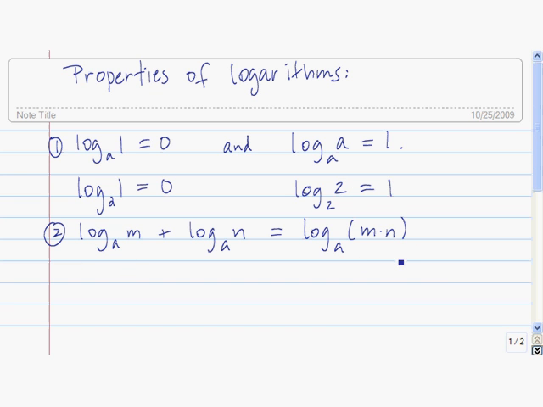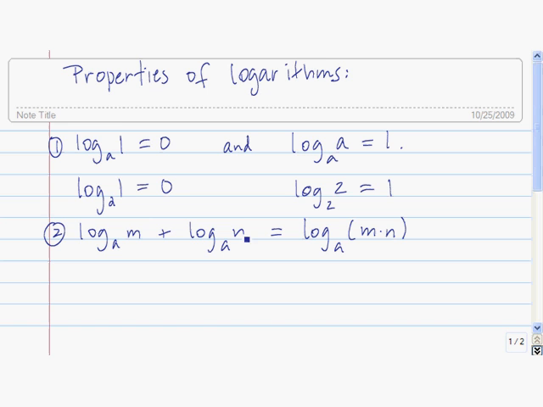Okay, the second property says this. If you're adding two different logarithms with the same base, then it's equal to the log with that same base of the product of the insides. Okay, so here m and n are required to be positive numbers.